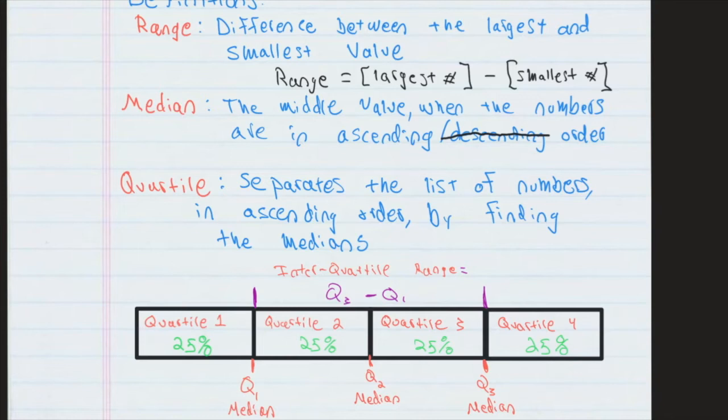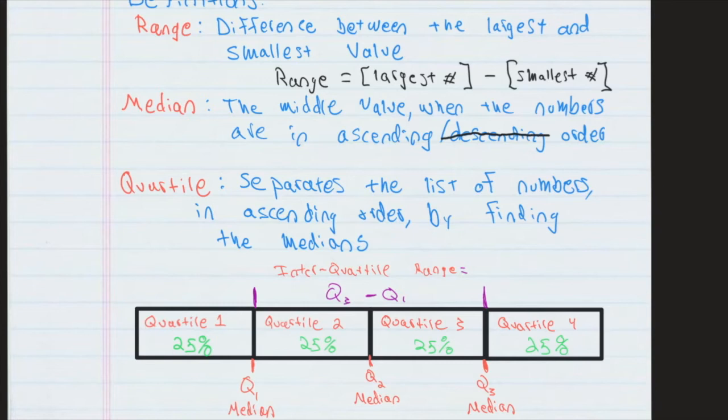So what you're doing is taking your list of numbers and separating them into different parts, and each part tells a story. This middle 50% is called the interquartile range. It tells you what the middle 50% of your data looks like.